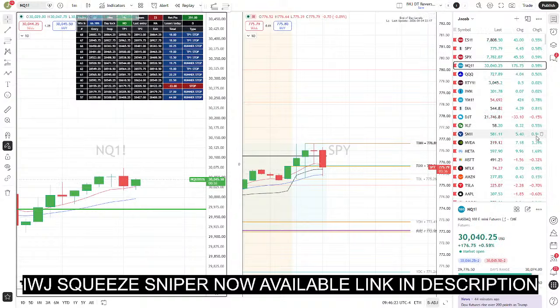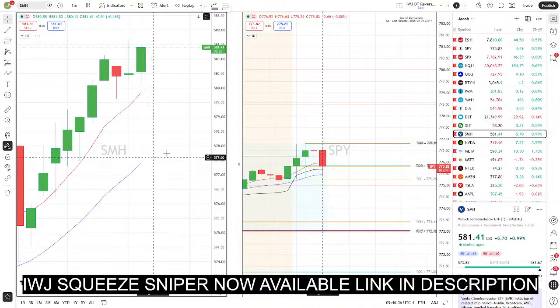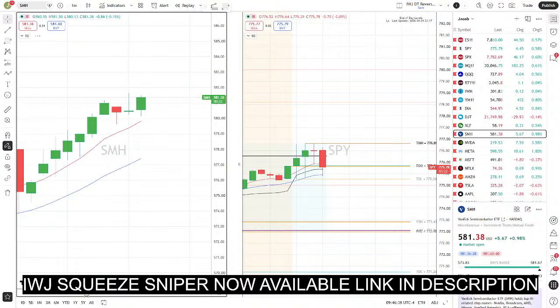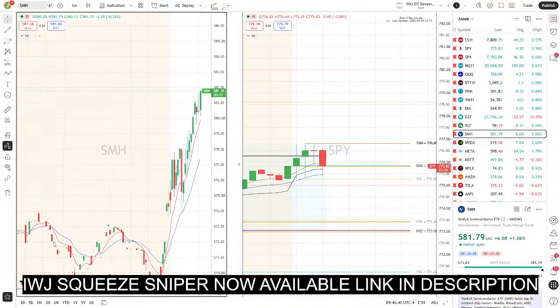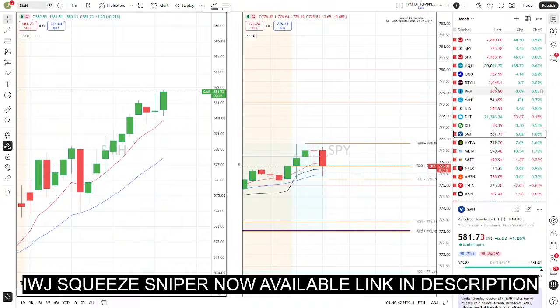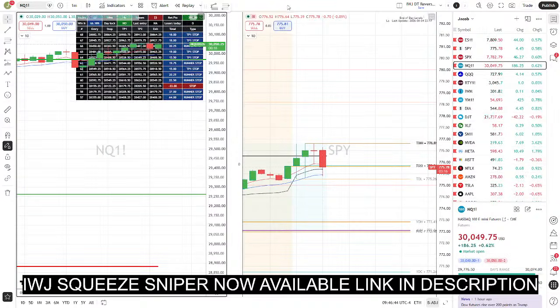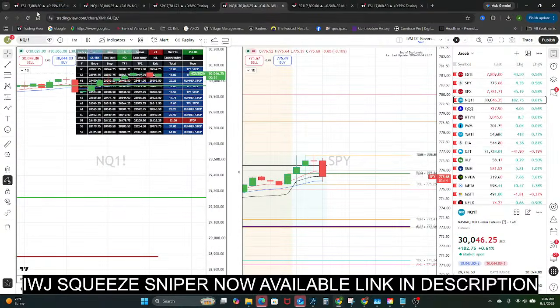SMH has found some strength as well here. So we'll see if that continues. SMH is one that also came into a key resistance zone. I don't have it on this chart. I'd have to go to the other chart for that one. But if we go over and look at SMH really quickly.